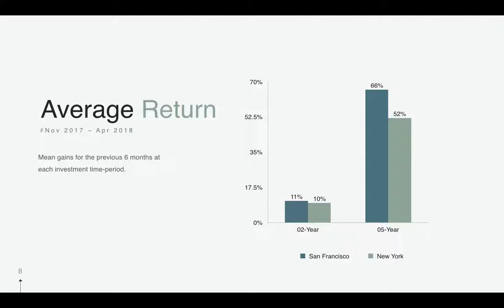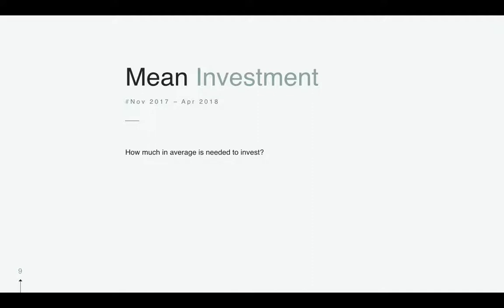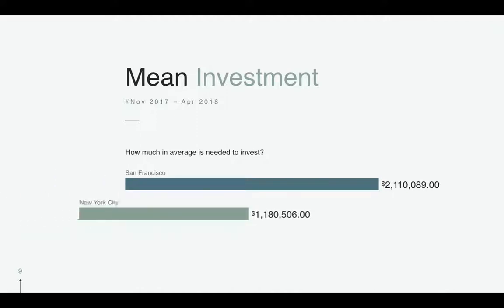We also want to have a look at the mean investment required for our stakeholders. So again, we averaged the house value from November 2017 to April 2018. And like we could see from the previous plot, San Francisco has a much higher home price. So it requires over $2 million of investment on average, whereas New York City is a little bit over $1 million.